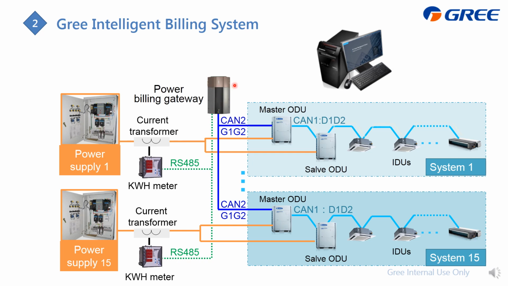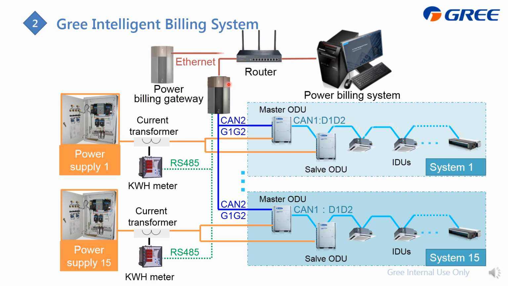And from the gateway, how to connect to the PC is directly from Ethernet cable if there is only one gateway. And if you have multi gateways, we recommend to use this router to connect to multi gateways for the other connection.